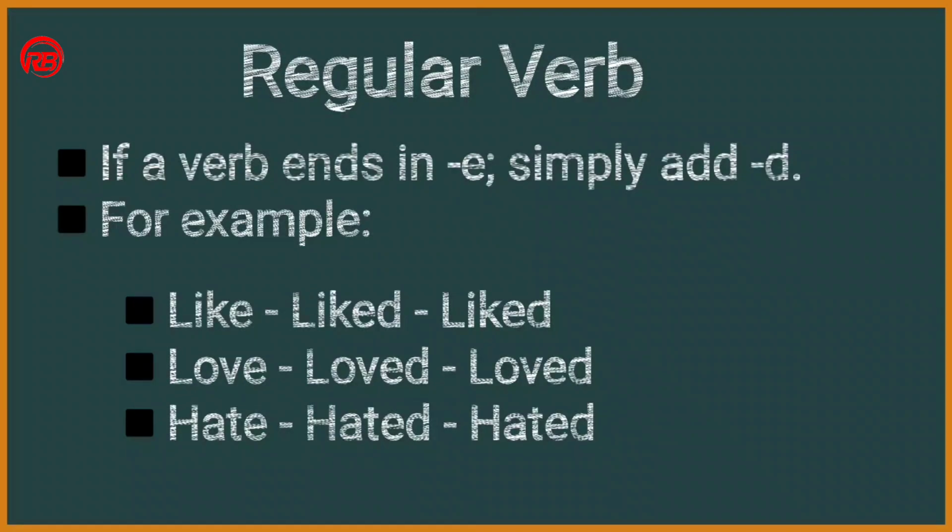And rule number 2 is, if a verb ends in E, simply add D. For example, like, love, hate. So we have to add just D. Liked, loved, hated. Likewise, we have to add just D to the verb.